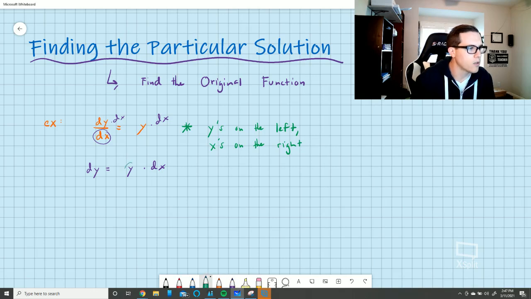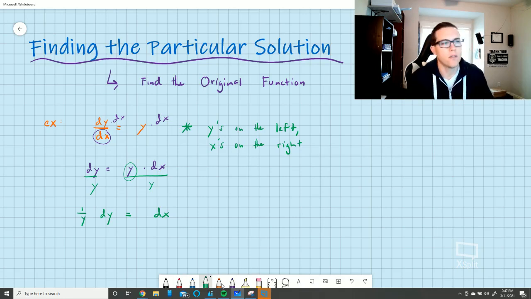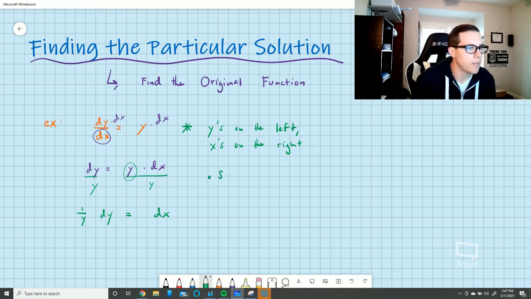Similarly, I'm going to get this y off this side by dividing both sides by y. And I end up with, I'm going to write it this way, 1 over y dy equals dx. I have now accomplished my goal of getting the y's on the left, x's on the right. This is called separation of variables. Separation of variables. Often it will be 0.1 on one of these FRQs.